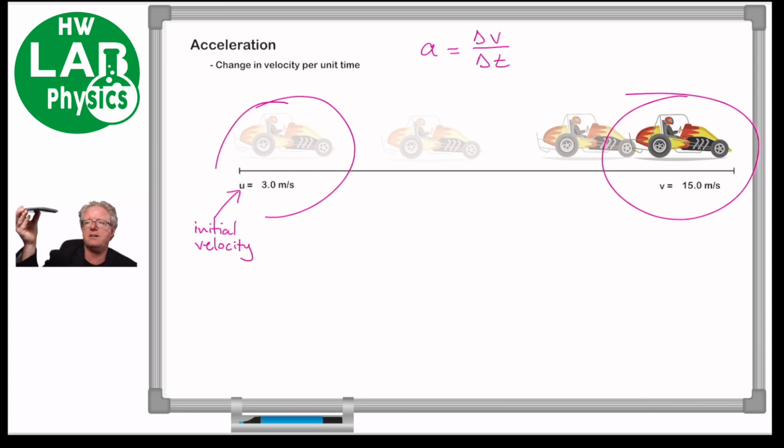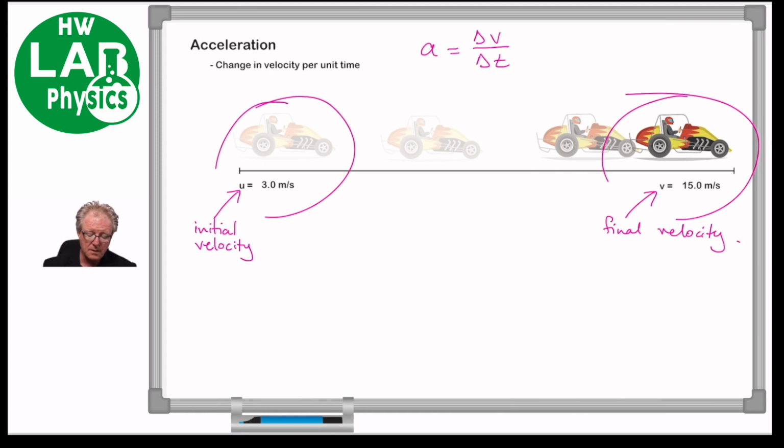If I had this calculator here, at the moment before I drop it, its initial velocity is 0. As soon as I drop it, it starts increasing its velocity in a downward direction, gets faster and accelerates. But at this moment in time, we have an initial velocity of 3 meters per second. We have a final velocity of 15 meters per second, so we use the letter v for final velocity.